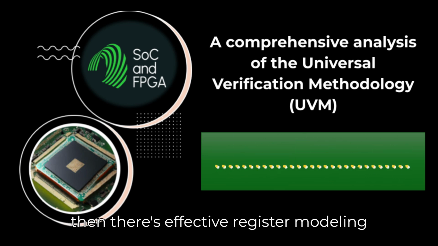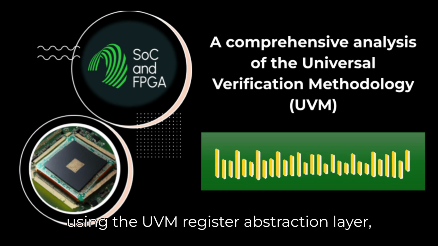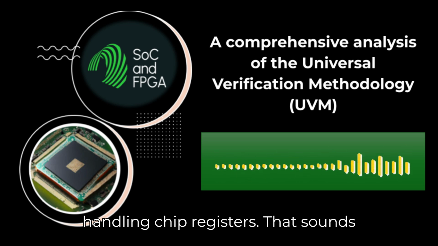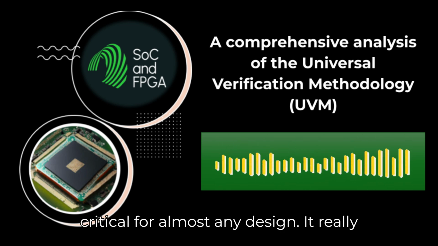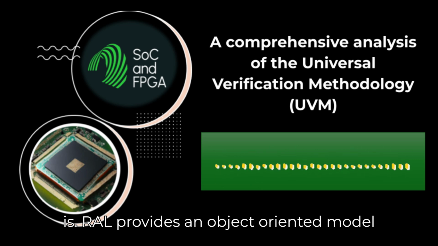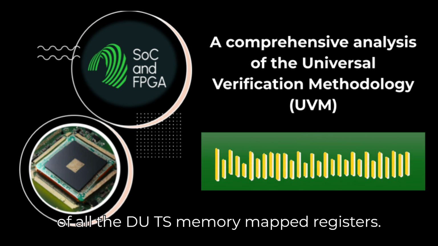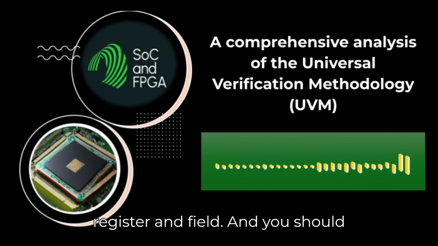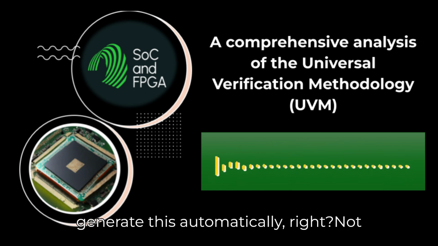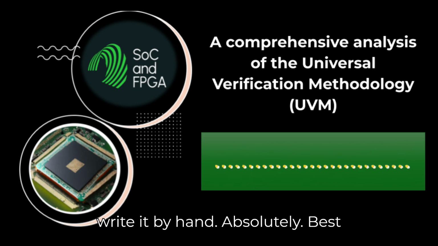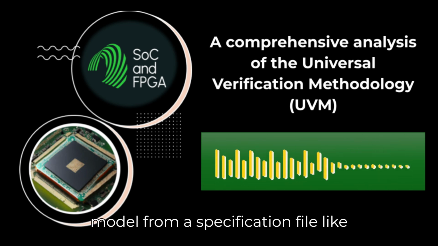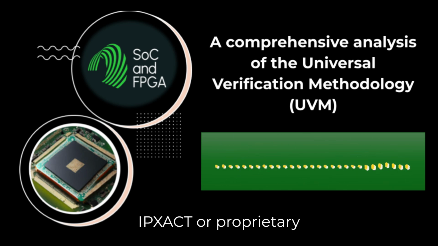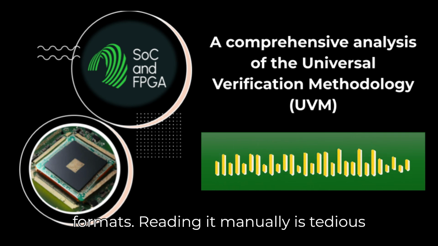Exactly. And then there's effective register modeling using the UVM register abstraction layer, or RAL. RAL for handling chip registers. That sounds critical for almost any design. It really is. RAL provides an object-oriented model of all the DUT's memory-mapped registers. You get a class representing your whole register map with objects for each register and field. And you should generate this automatically, right? Not write it by hand. Absolutely. Best practice is to auto-generate the RAL model from a specification file, like IP-XACT or proprietary formats. Writing it manually is tedious and error-prone.